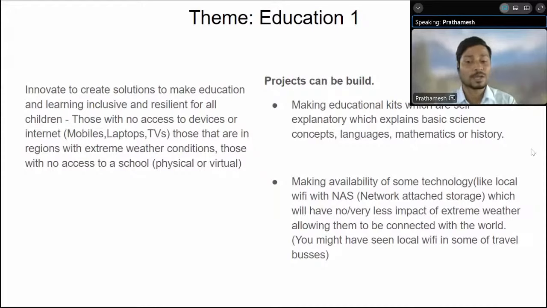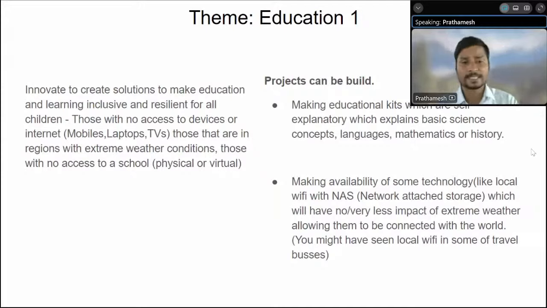You might have seen local Wi-Fi in some travel buses. In some travel buses, they provide Wi-Fi. You can watch movies or listen to some songs there. But you are not connected to global Wi-Fi. You cannot open social media sites. You cannot operate your WhatsApp there. You can only use the data provided on this local Wi-Fi. So similarly, you can work on a NAS, network attached storage, for this challenge.